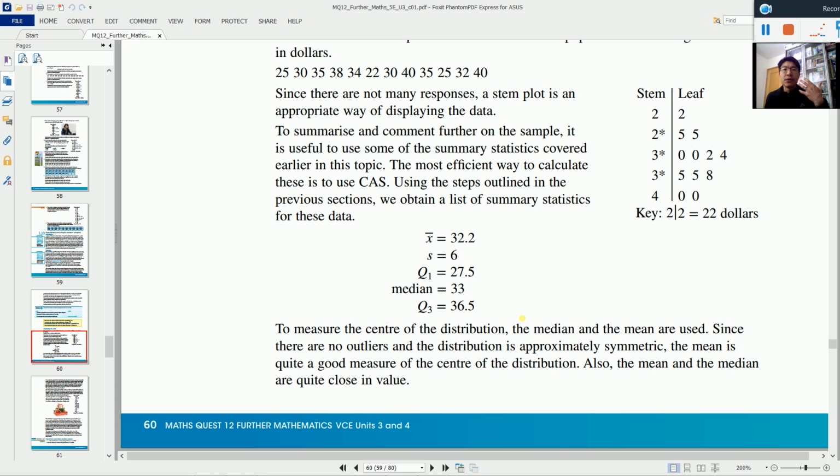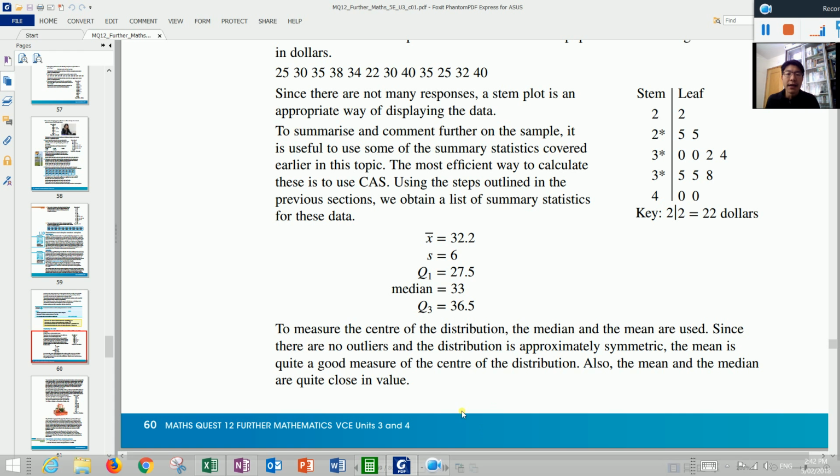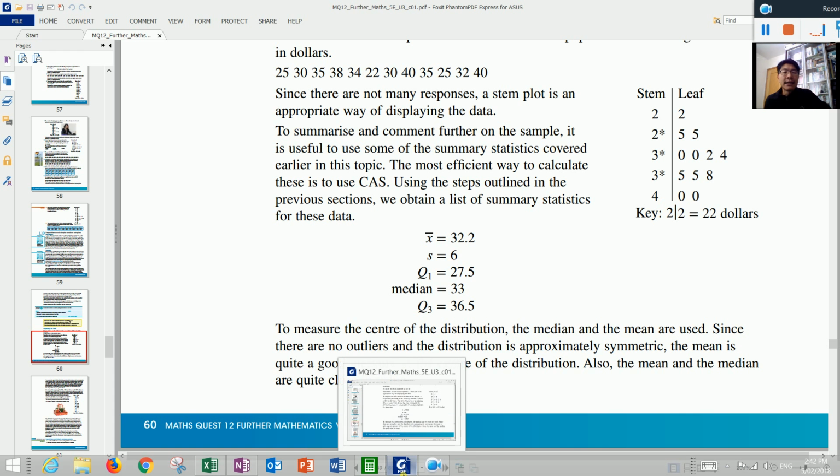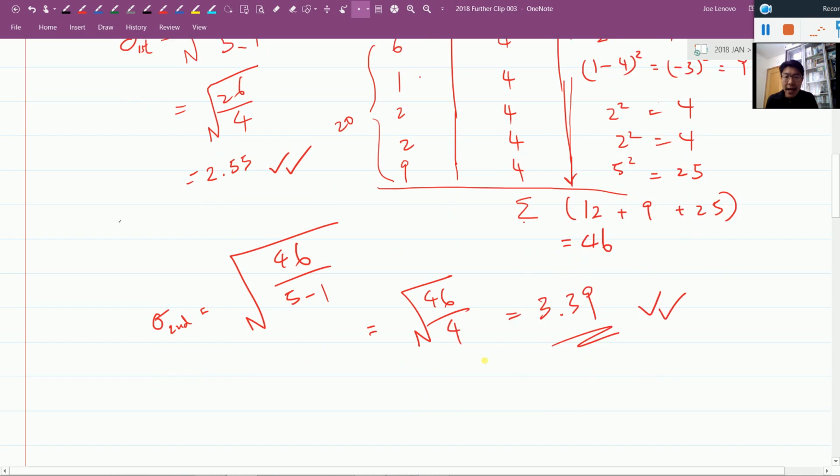So you'll be able to analyze your data as well as describe the center, describe the spread, and describe the shape, right? So hopefully I gave you a bit more understanding about standard deviation today.